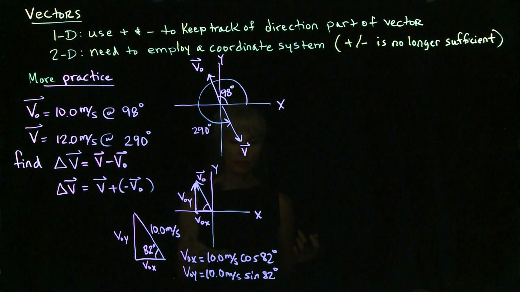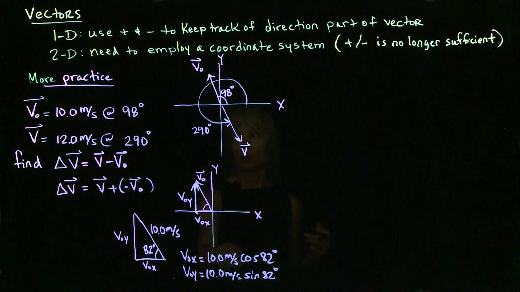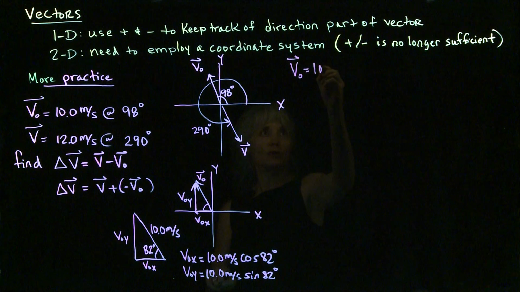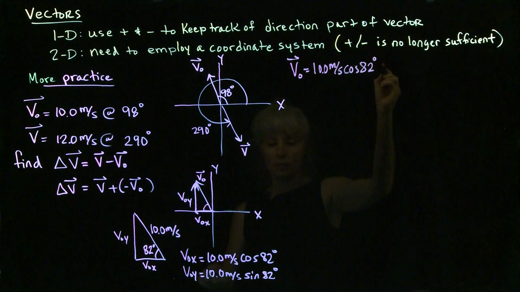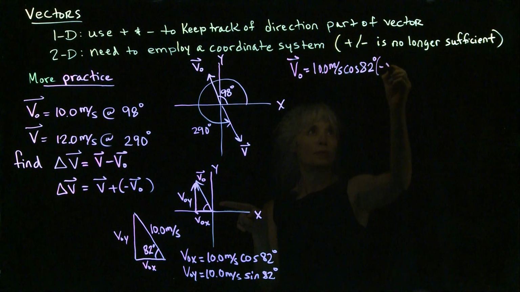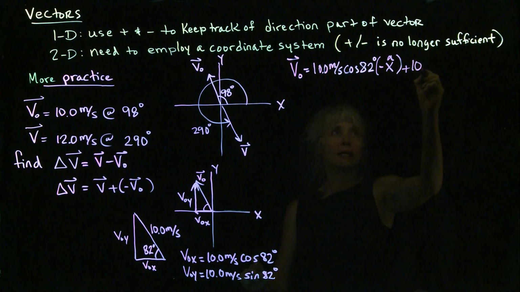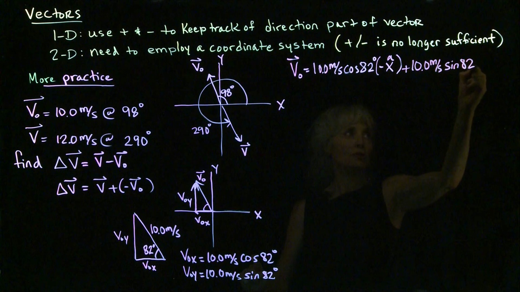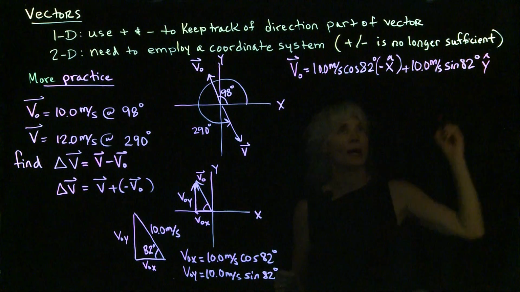so I'm not going to work out exactly what number that is, but I can express vector v naught in component form as 10 meters per second cosine 82 degrees along the negative x direction, so remember that's minus x hat, and then plus 10 meters per second times the sine of 82 degrees. And now that's going to be along the positive y direction, so that's y hat.